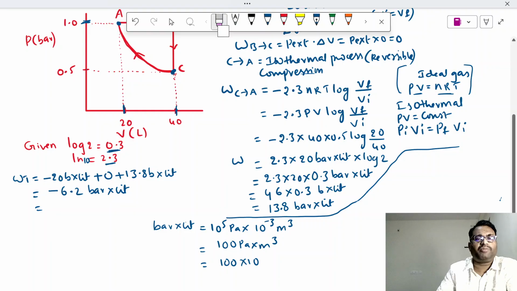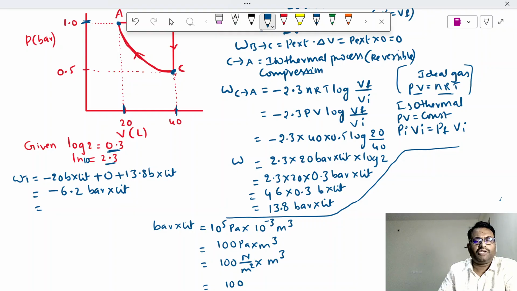Let us see, 1 Pascal is equal to Newton per meter square. Newton per meter square into meter cube is equal to 100 Newton into meter, which is equal to 100 joule. So 1 bar into liter is equal to 100 joule.